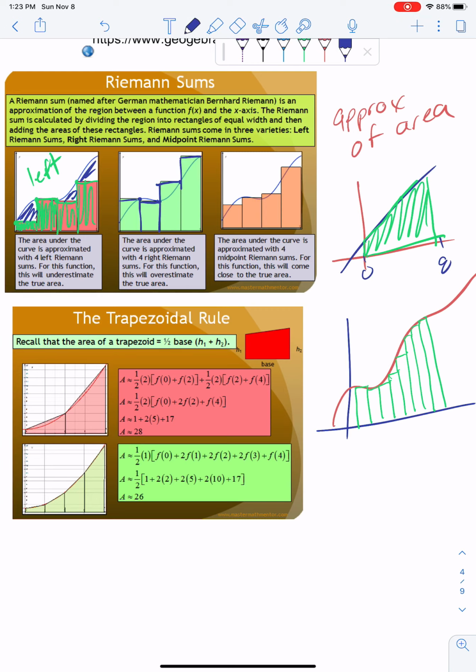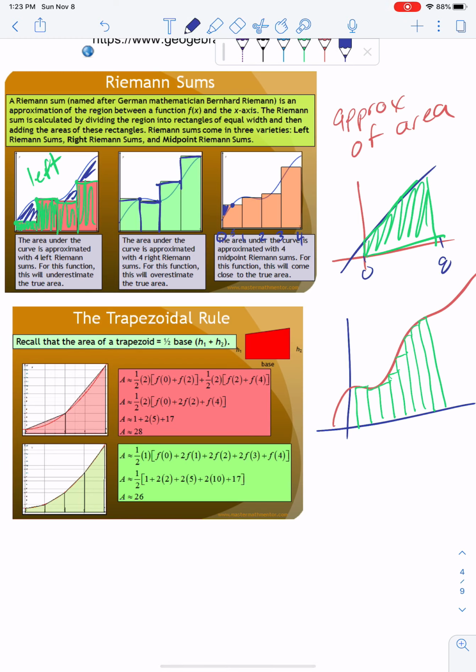There's also a midpoint. So let's say that this is 0, and let's use something that we can see. Let's say this is 0 and this is 4. So each of these distances is 1. Instead of starting your rectangle at the height of 0, the midpoint says you start at the height of, that would be 0.5. So you start in the middle.